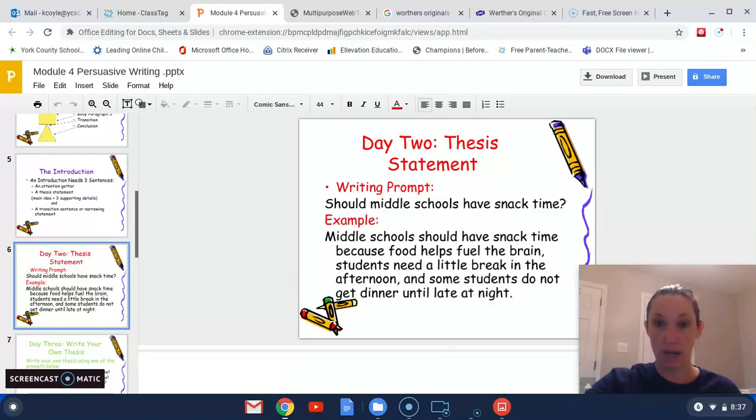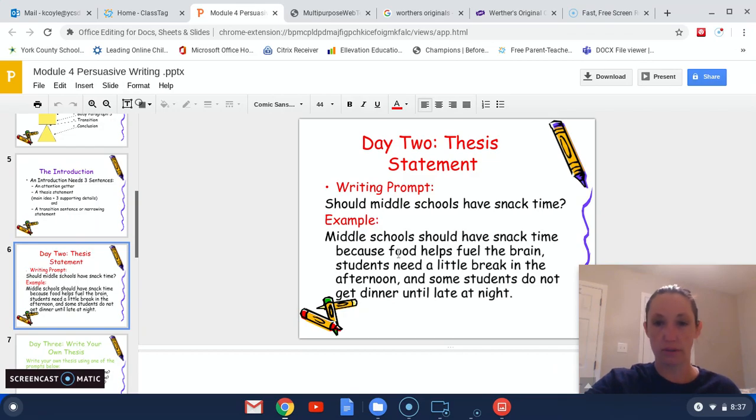And then these are my body paragraph topics. Body paragraph 1 will be on food helps fuel the brain. Body paragraph 2 is going to be on students need a little break in the afternoon. And then body paragraph 3 is some students do not get dinner until late at night. This is your map for your paper. So your body paragraphs need to follow the order of your thesis. The first idea listed in your thesis is going to be your first body paragraph.